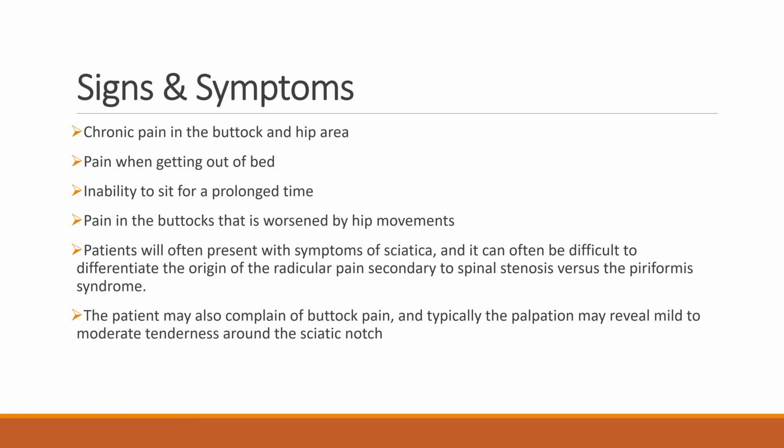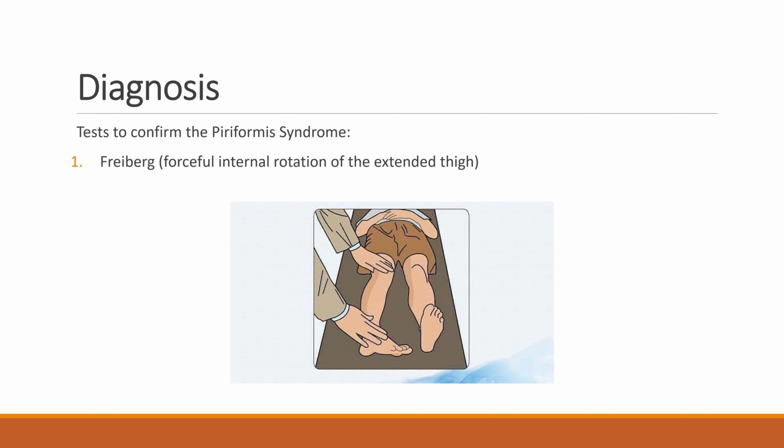We'll discuss the signs and symptoms. So the typical signs and symptoms of piriformis syndrome are chronic pain in the buttock and hip area, pain when getting out of bed, inability to sit for a prolonged time, and pain in the buttock that is worsened by hip movements. Patients will often present with symptoms of sciatica, and it can often be difficult to differentiate the origin of the radicular pain. The patient may also complain of buttock pain, and typically, palpation may reveal mild to moderate tenderness around the sciatic notch.